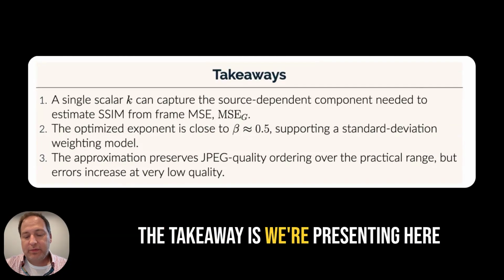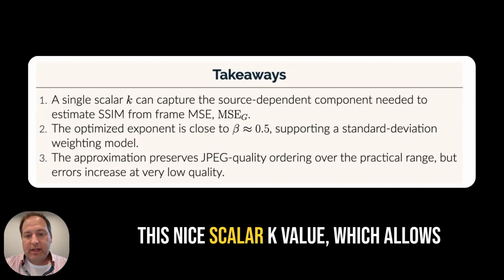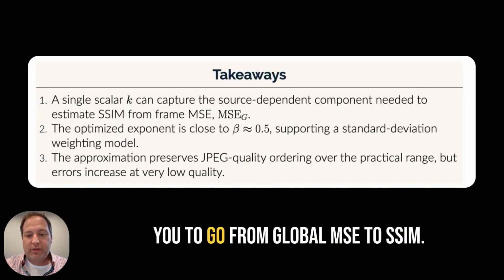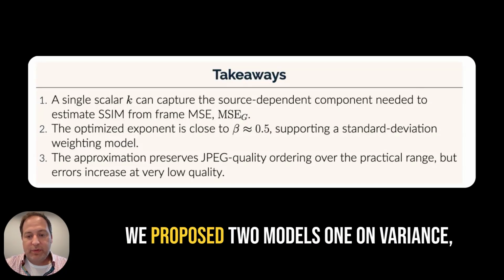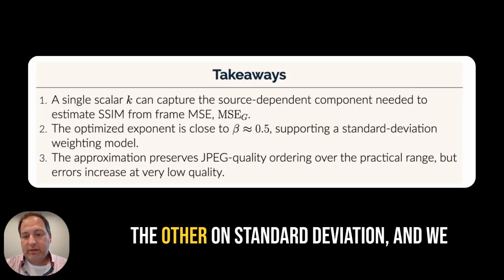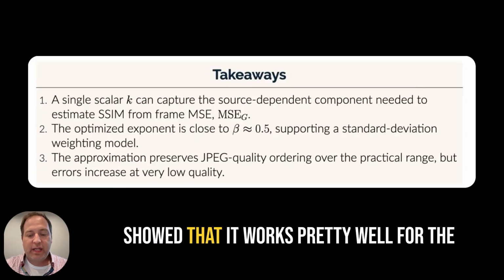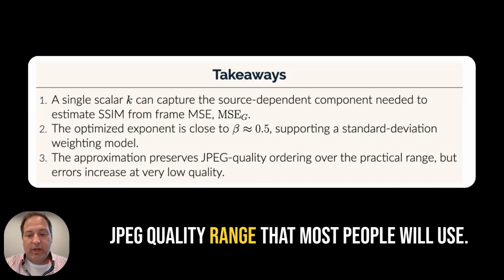The takeaways we're presenting here: this nice scalar K value, which allows you to go from global MSE to SSIM. We proposed two models, one on variance, the other on standard deviation, and we showed that it works pretty well for the JPEG quality range that most people will use.